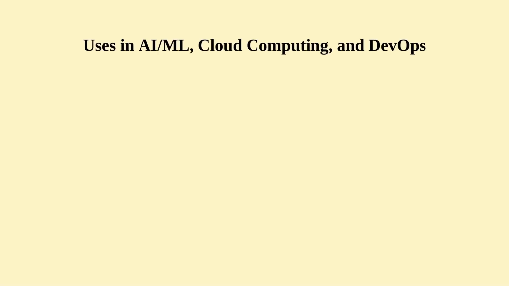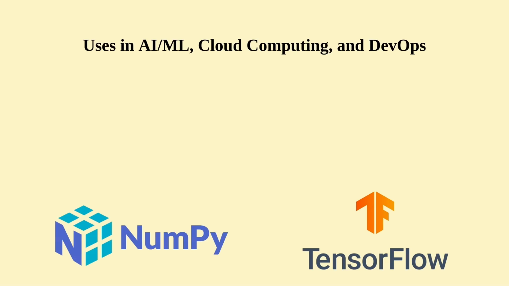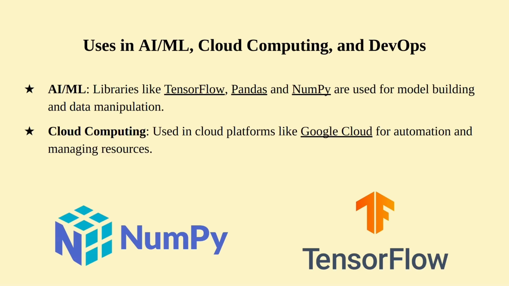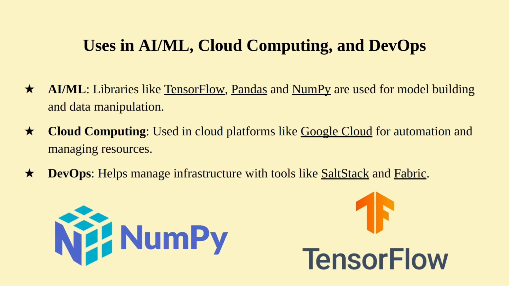In recent times, Python has also seen popularity in AI, ML, cloud computing, and DevOps. Python libraries like NumPy and TensorFlow are used in these areas. In artificial intelligence and machine learning, libraries like TensorFlow, Pandas, and NumPy are used for model building and data manipulation. In cloud computing, Python is used in cloud platforms like Google Cloud for automation and managing resources. In DevOps, Python helps manage infrastructure with tools like SaltStack and Fabric.